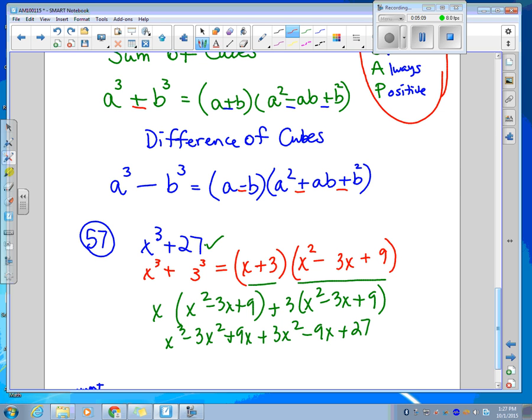So you can see what happens is that the negative 3x squared and the positive 3x squared cancel out, and the 9x and the negative 9x cancel out. So this does check, because when we multiply these back together, don't we get what we started with? So factoring is the undoing of multiplying. So I wanted just to prove to you that SOAP does work. Okay?